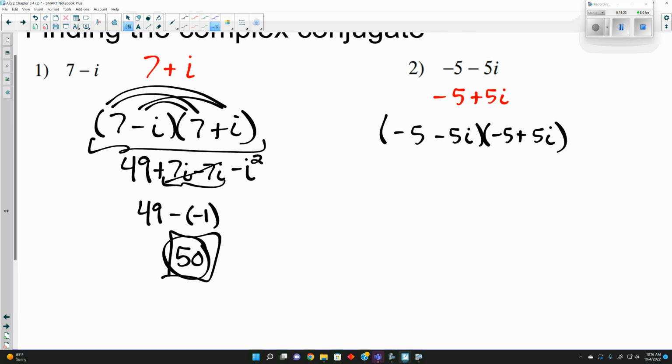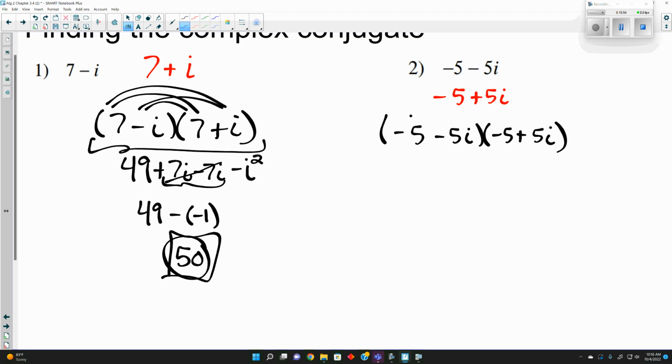What was the difference of perfect squares formula? A squared minus B squared equals A minus B times A plus B, wasn't it? Two things with the signs different. So really, what are we looking at? Negative 5 squared minus 5i squared. But we could plug it into the calculator and do that.